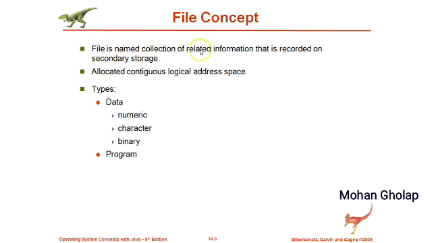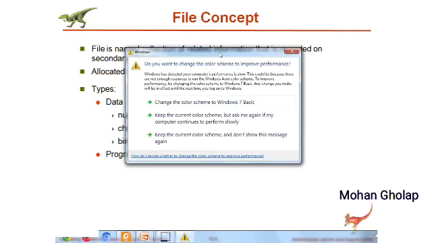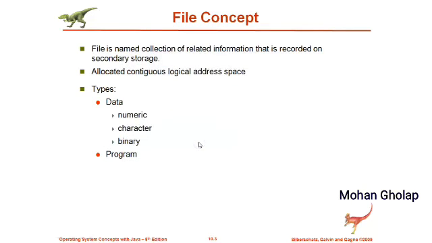So it's a named collection of related information. If we have a name for that collection of information, then only it is possible to access it as and when required. That's why the file is a named collection of related information that is recorded on the secondary storage. Usually for a file, a contiguous logical address space will be allocated. And when it comes to types, based on the type of information that the file holds, we have categories of files here.